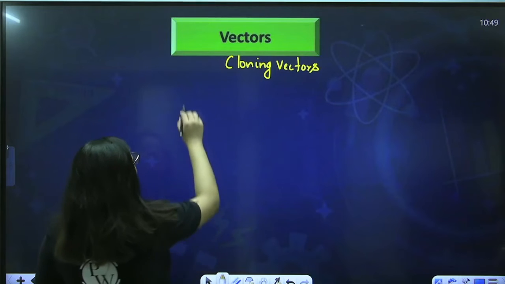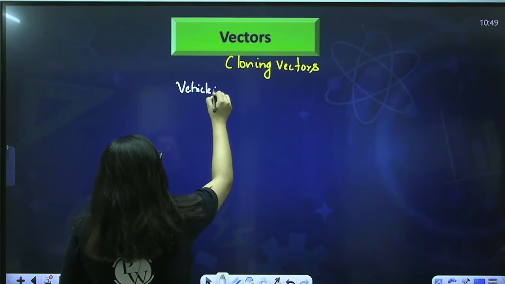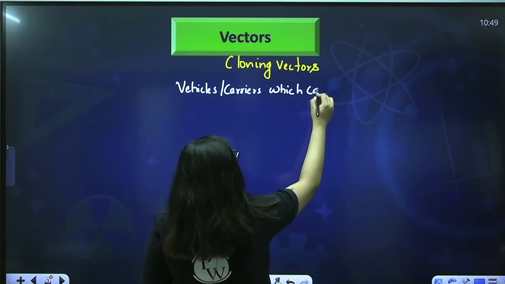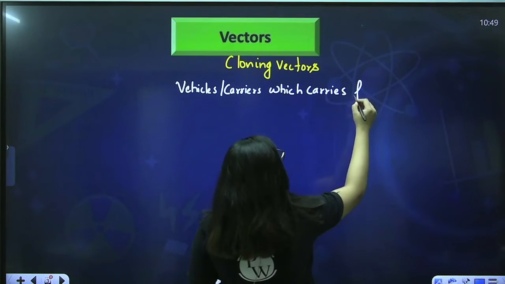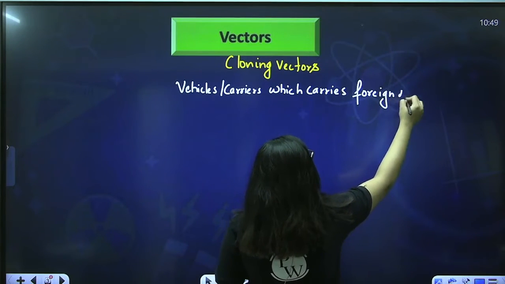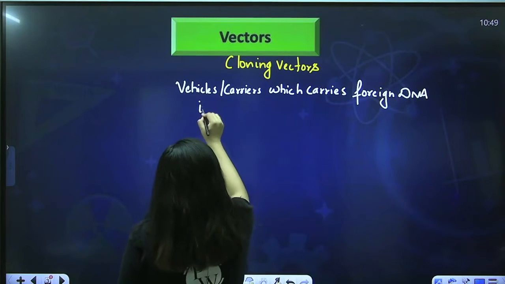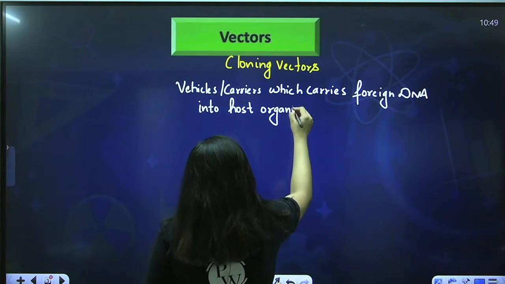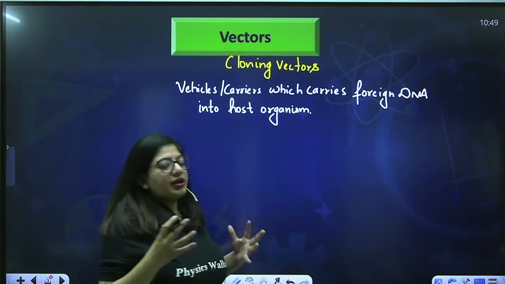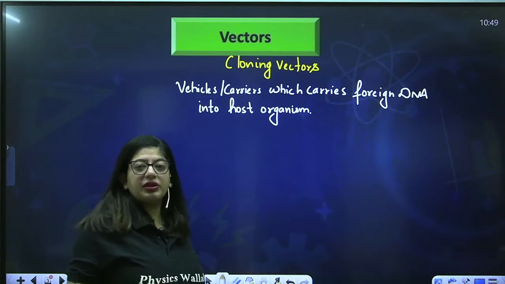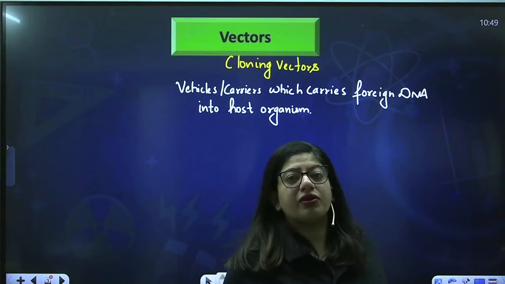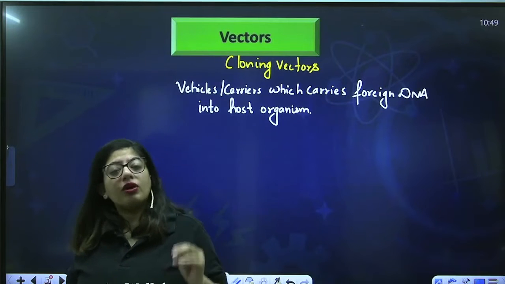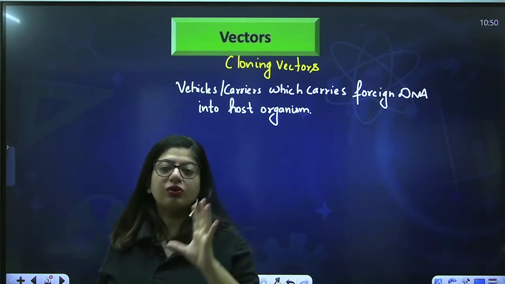So what's a cloning vector? These are vehicles or carriers which carry foreign DNA into the host organism, right? So there are different kinds of vectors. There are plasmids, there are viruses, there are different bacteria. Various types of vectors are present according to the host organism and what kind of DNA you want to get replicated.